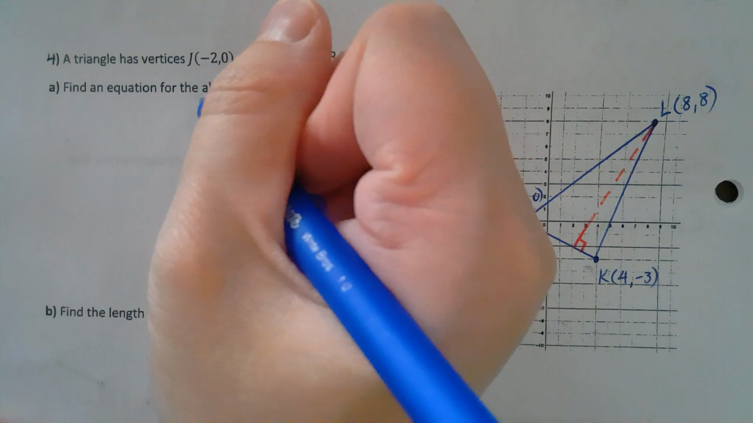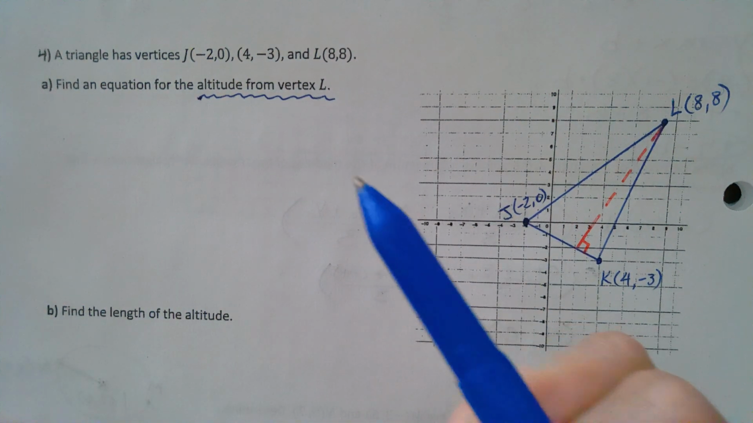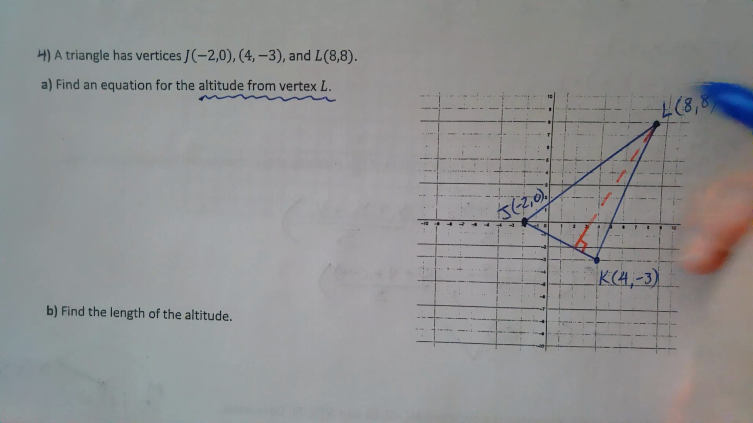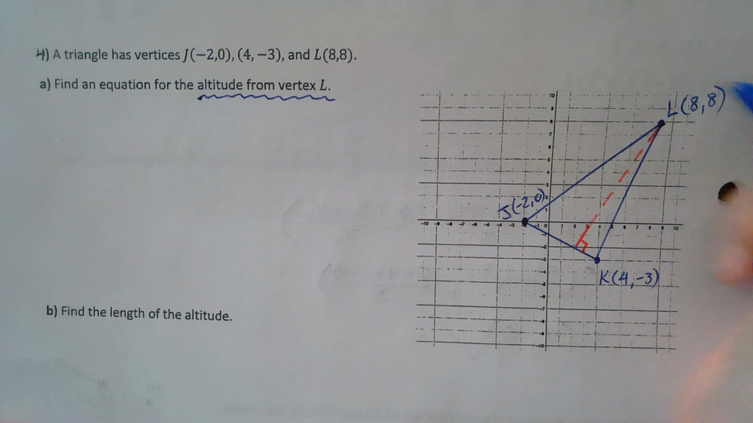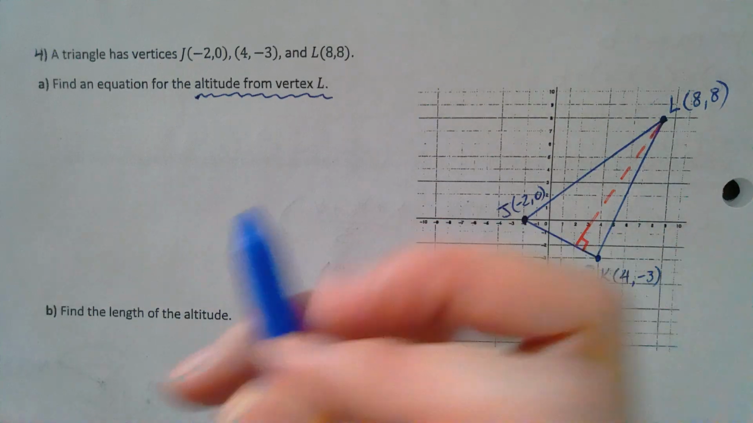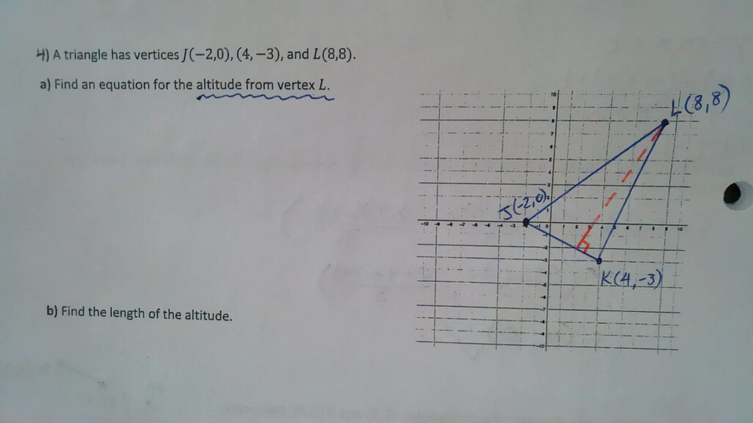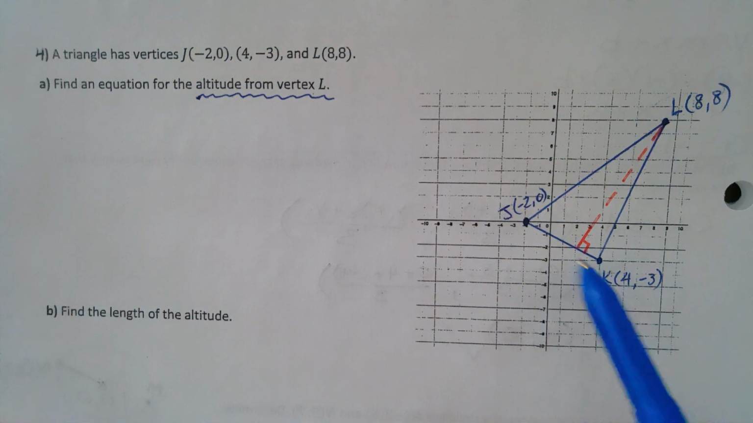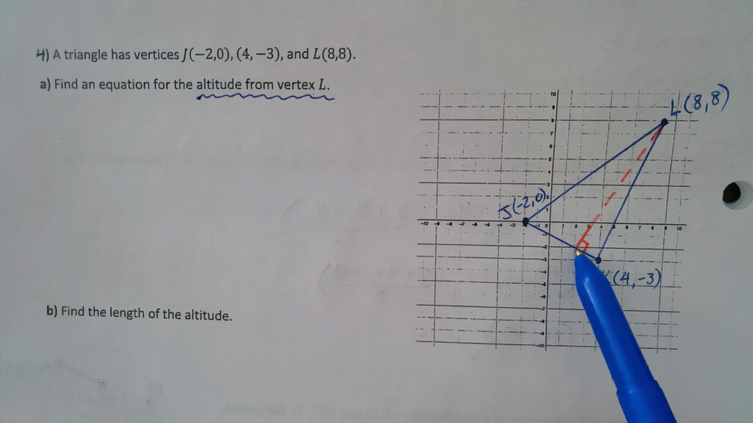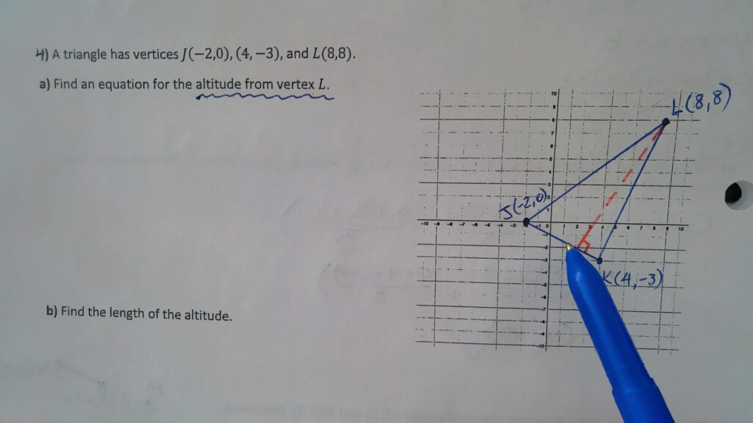So some of you guys got this question on the last test. Altitude from vertex L, which means from this point. Some of you got the question wrong because you did this one or you did this one. So you have to read the question carefully. From L means from this. Okay? Do I need to do the midpoint between J and K? No, as you can see right here, it's not at the middle. If you did it on the test, you just wasted a minute of your life.